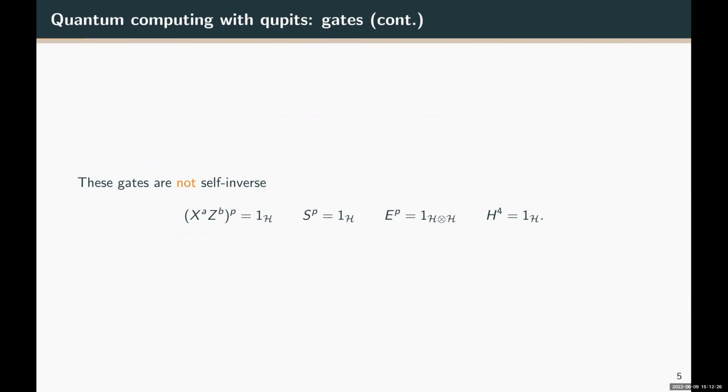Now, a key difference with the qubit case is that these gates are not self-inverse, and in fact obey different relations, unsurprisingly I suppose. But for all of the Paulis, the phase, and the CZ gates, they obey this relation where if you apply them p times, you get the identity. And even the Hadamard is not self-inverse. You have to apply it 4 times to get the identity back. And this is something which plays a fairly important role in a lot of the proofs.